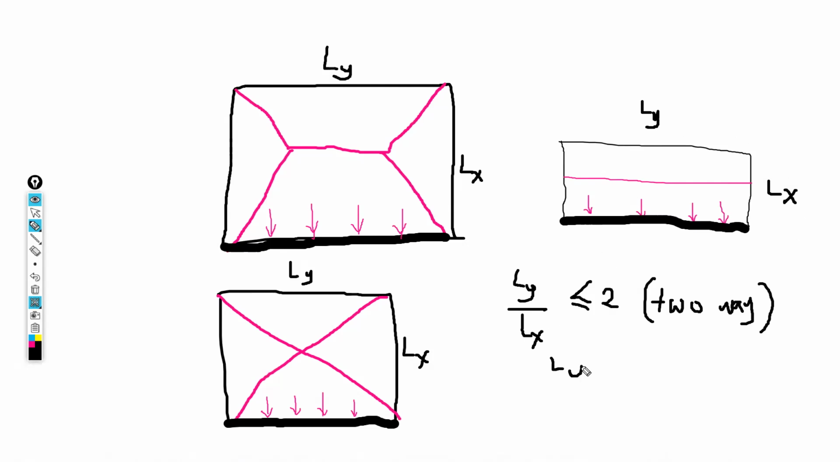If the ratio of longer span to shorter span is greater than or equal to 2, this is going to be one-way spanning. So for these types of slabs, the load is being distributed in one direction. But for these other types of slabs, you have load distribution in this direction, this direction, this direction, and that direction, okay? Now, why is it like this?